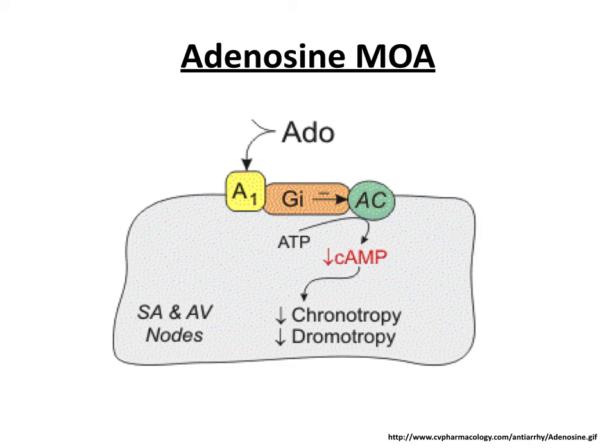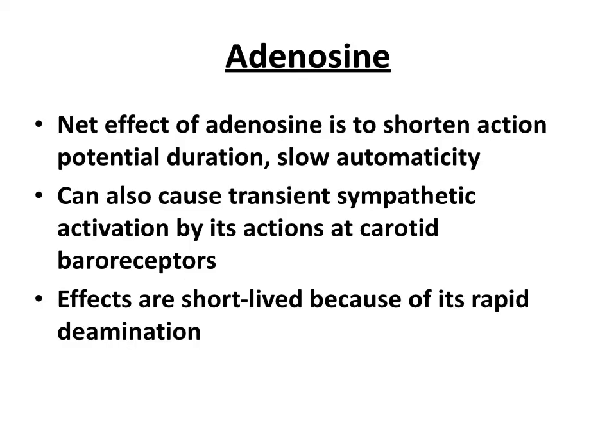In these heart cells, instead of getting increased cyclic AMP like you would with beta receptor activation, you're getting decreased cyclic AMP second messenger signaling, and then you're going to decrease how hard the heart is working. Pretty simple. So the net effect when this is given is you're going to shorten the action potential duration, and you're going to slow automaticity.